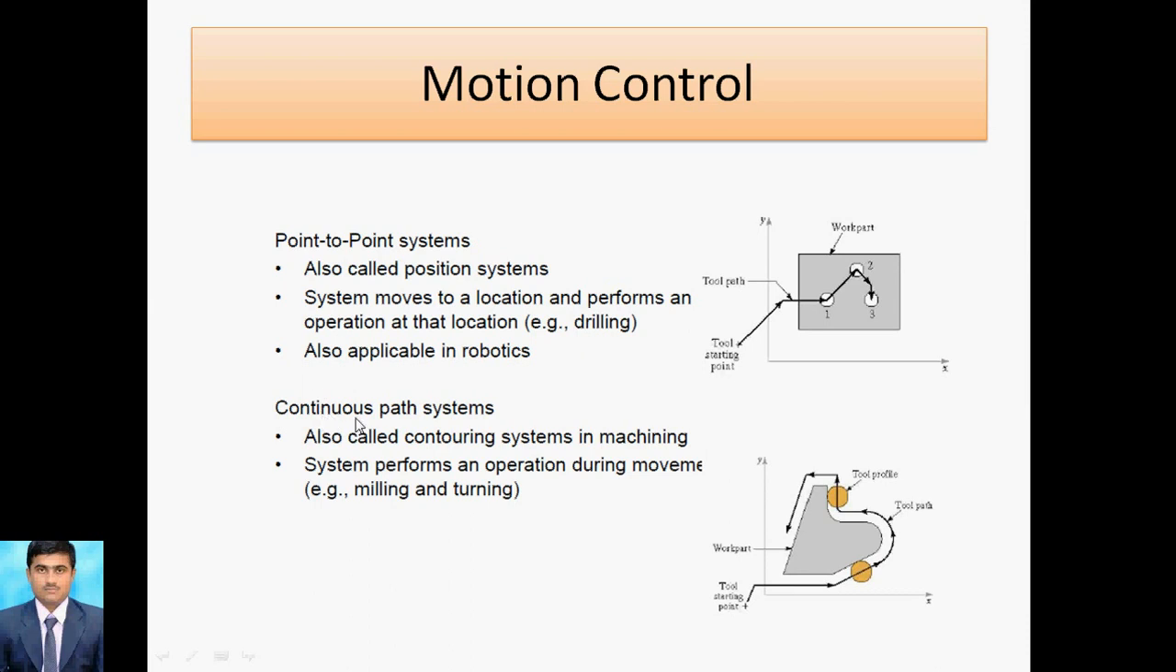The next is the continuous path system. Here the tool is in contact with the workpiece on a regular basis. That is contouring in machining, where the tool movement is always in contact with the workpiece. Examples are milling and turning. So this is regarding motion control.